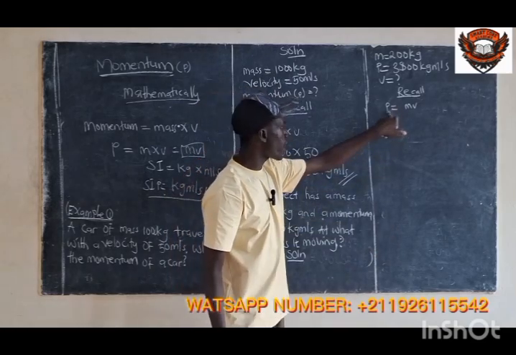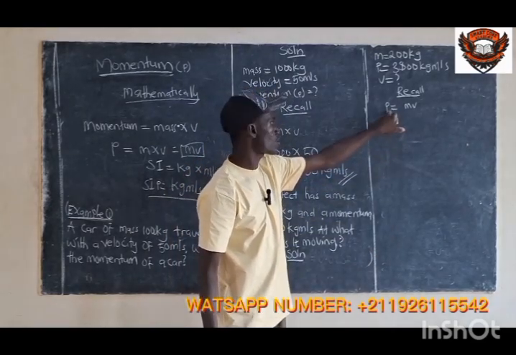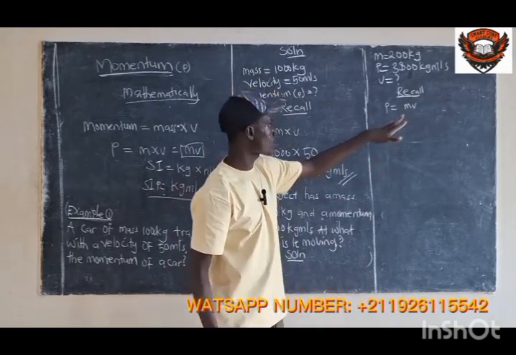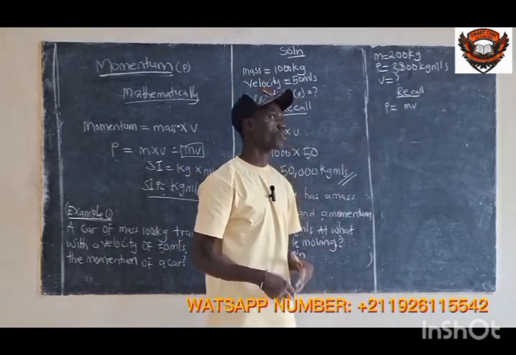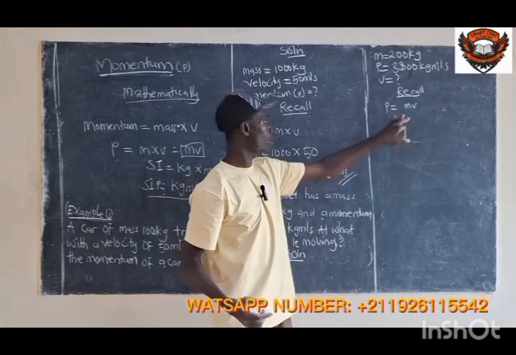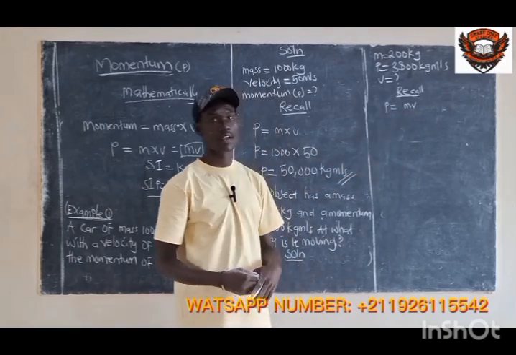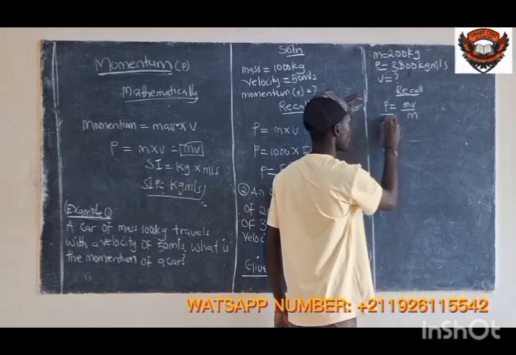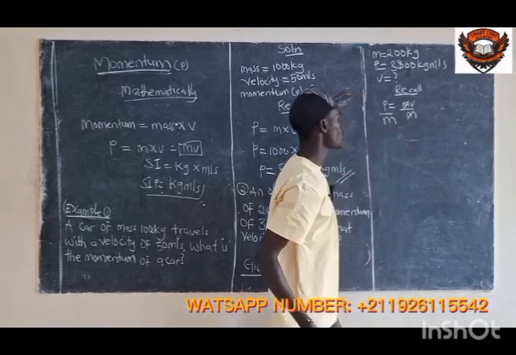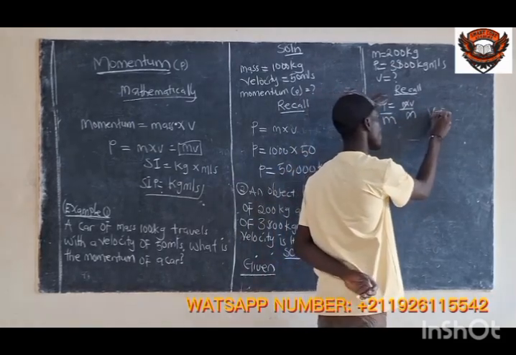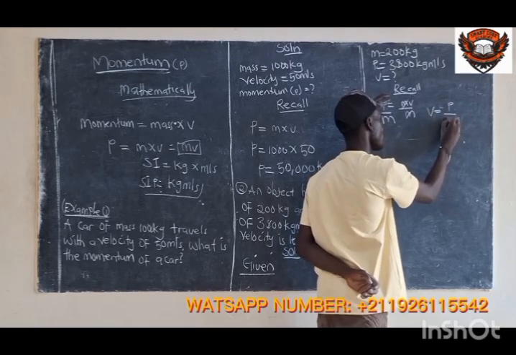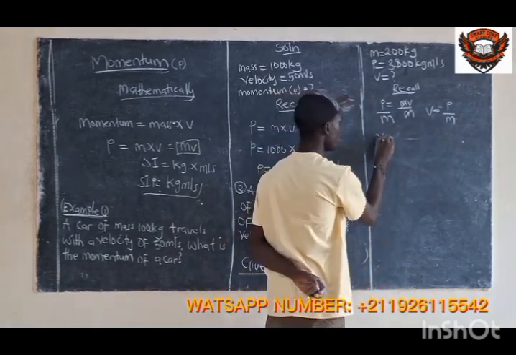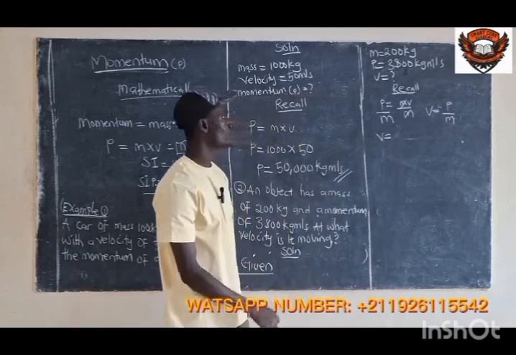Now here we have the momentum itself, and we also have mass, but we don't have velocity. We need to first make velocity the subject of the equation. How do we do it? By dividing both sides of the equation by m. This side by m, this side by m. m and m will cancel, and we are going to remain with v equals p divided by m. So v is equal to, let's substitute the values.